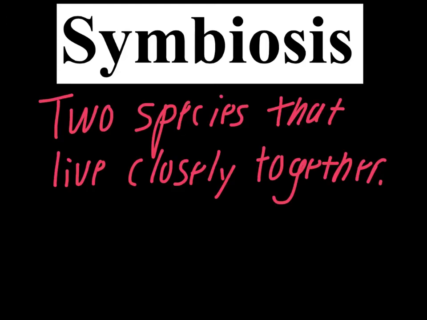This video is designed to teach you about symbiosis. The general definition for symbiosis is any two species that live closely together. As you'll see through the course of this video, these interactions can be beneficial to both species, they can be beneficial to one, or they can even be harmful. But symbiosis is just a blanket term that refers to all these different interactions when two species are closely interacting with one another.